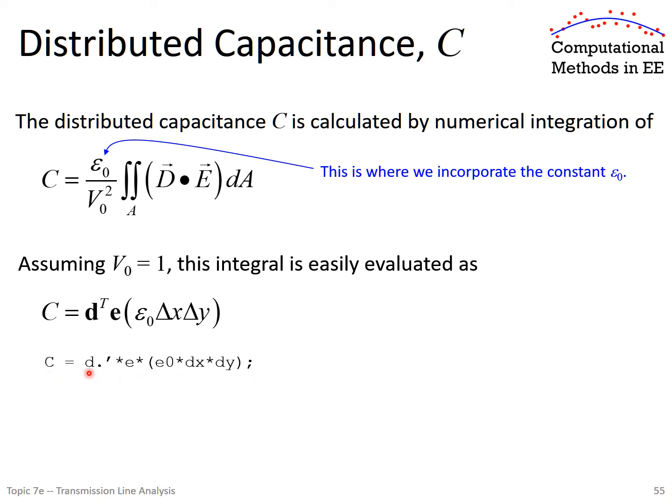Remember, this is the D, that's the column vector of 2 column vectors. This is the E, that's a column vector of 2 column vectors, both containing the x and y components. So the dot apostrophe, that's just the transpose, which makes D a row vector, such that when we have our row vector times a column vector, it does a point-by-point multiplication and adds them all up. And that's how we get distributed capacitance from D and E. One line of MATLAB code.